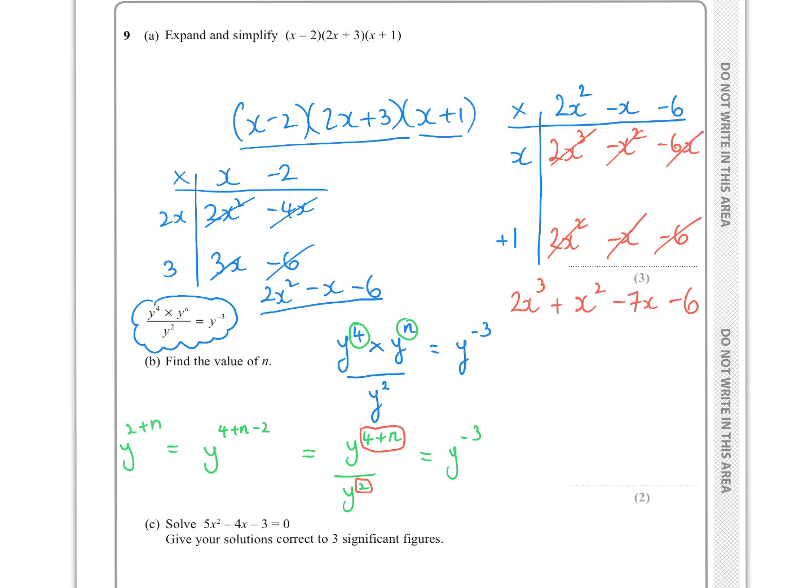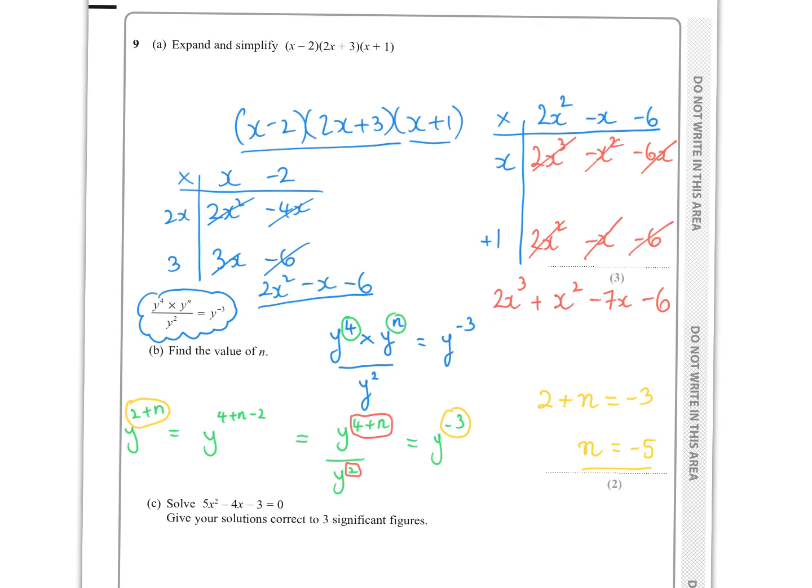So now we can match 2 plus n and negative 3. So therefore 2 plus n equals negative 3. So take 2 from both sides and we have n equals negative 5.